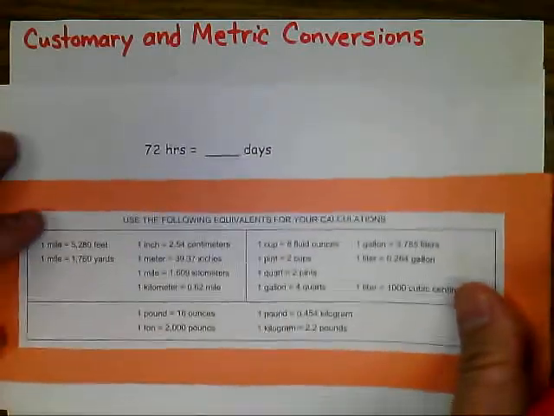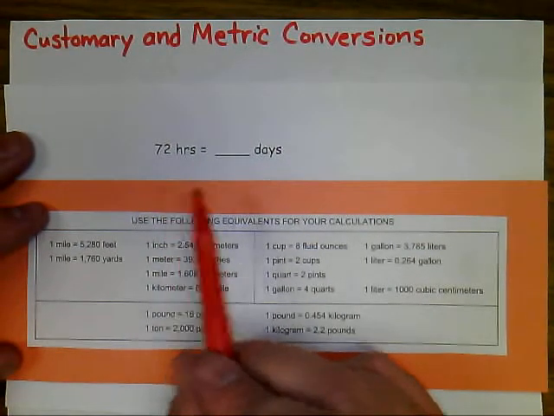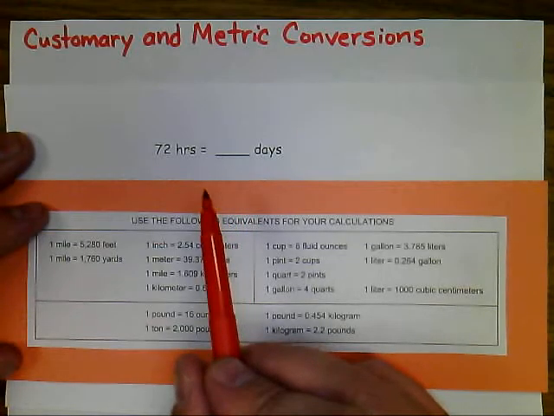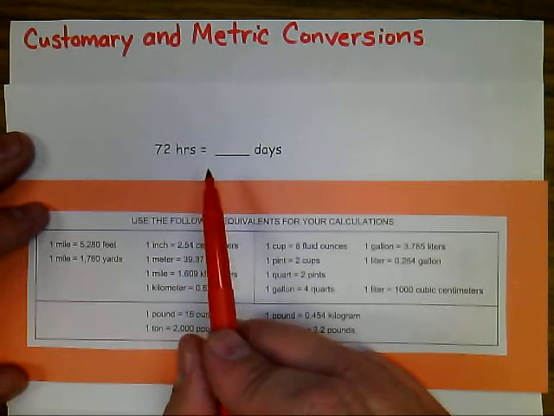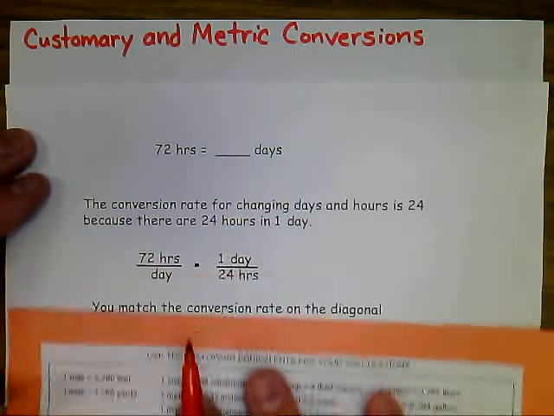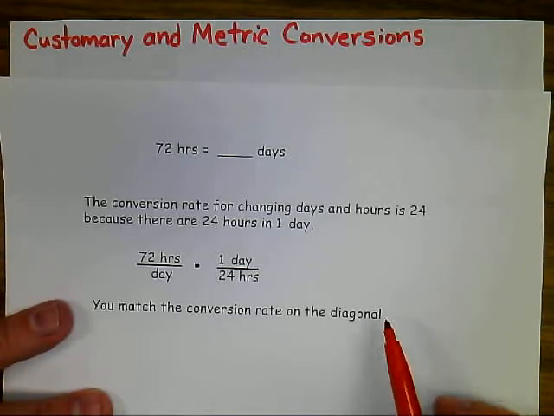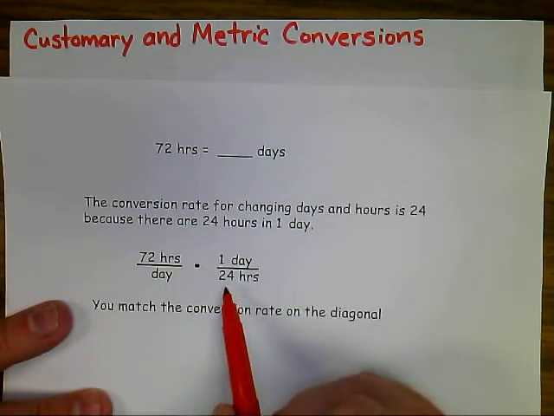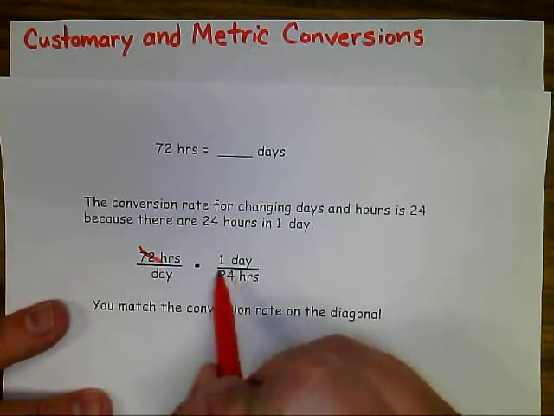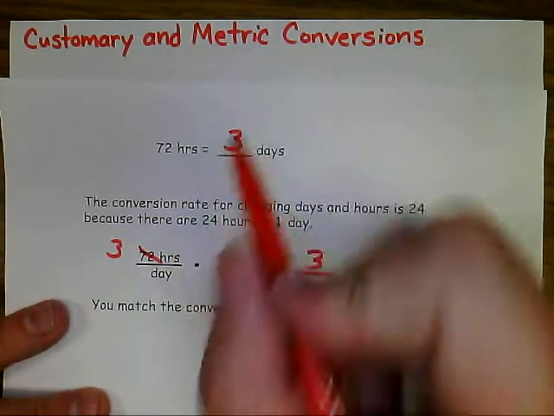Now, you're going to notice in this example, it's not on the reference sheet, and that's because you should know that the unit rate or the conversion rate for hours and days is 24 because there's 24 hours in 1 day. And again, you're going to match those conversion rates on the diagonal, day to day, hours to hours. And again, we can cross-cancel, and we're going to find out this answer is 72 hours is equal to 3 days.